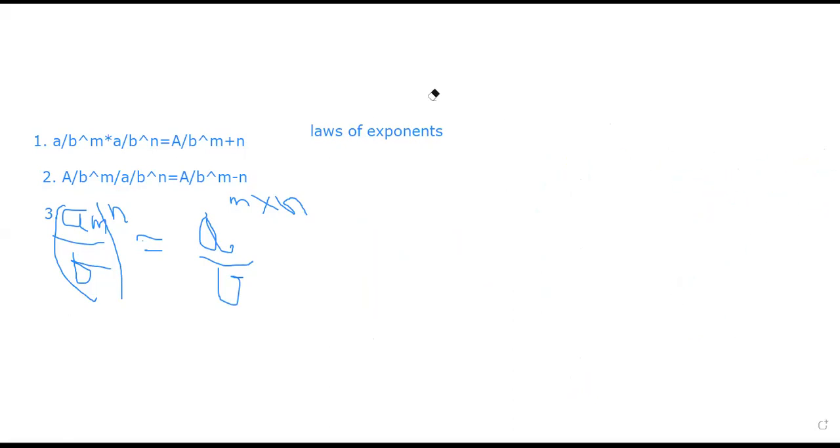Now let's proceed to law number 4. Law number 4 says that (a/b)^(-n) is equal to (b/a)^n. So let's understand this also with a simple example.